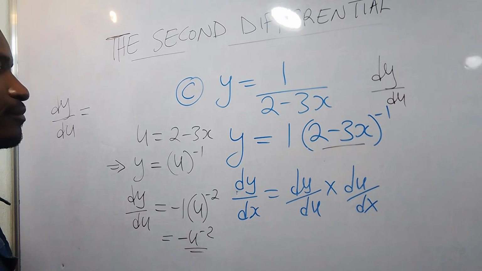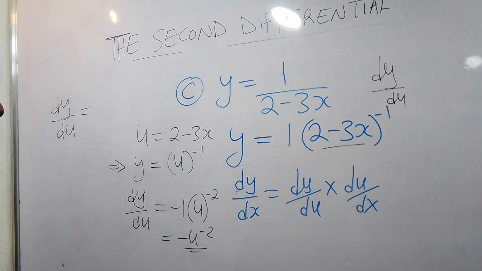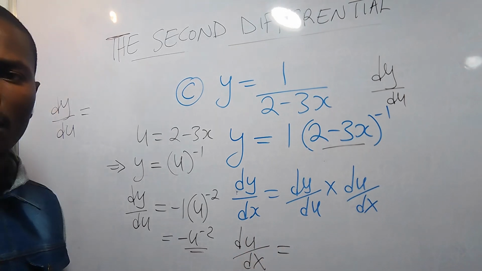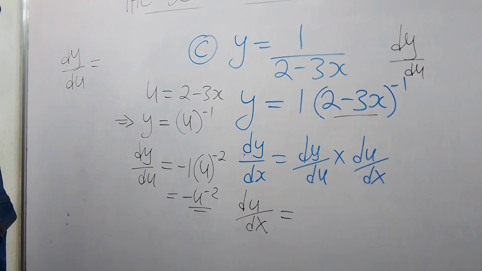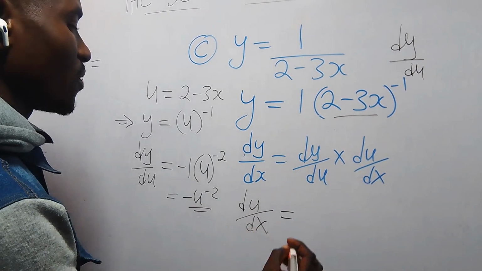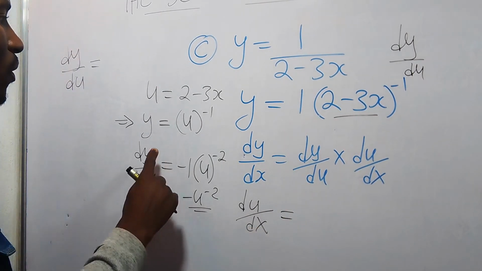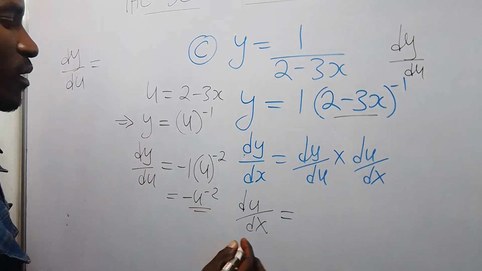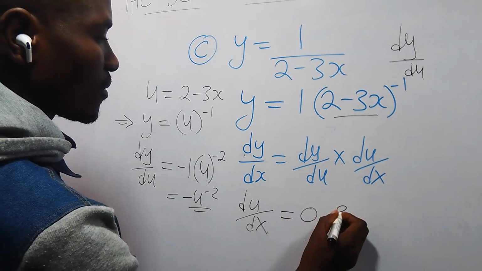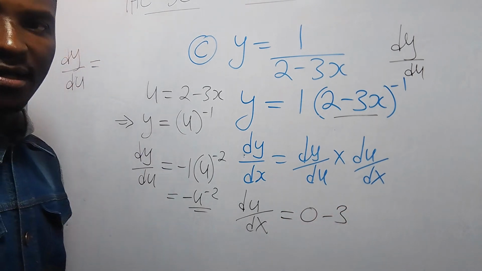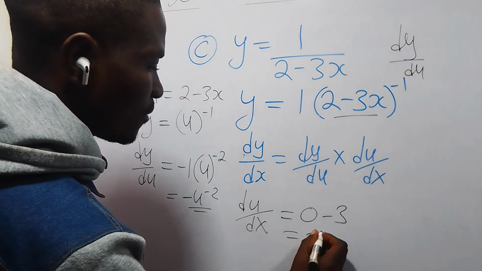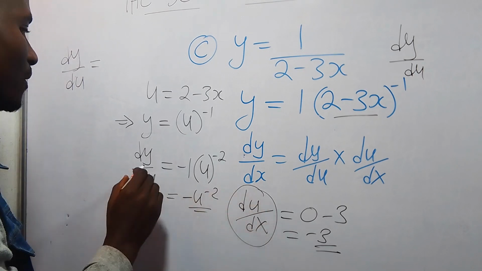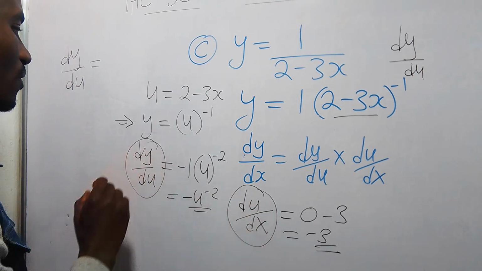Okay, and then also now, du over dx. What is du over dx? We know u is a function of x, so this is going to be 0 minus 3, and that just gives us negative 3. So we are going to need this function's derivative and also this derivative.